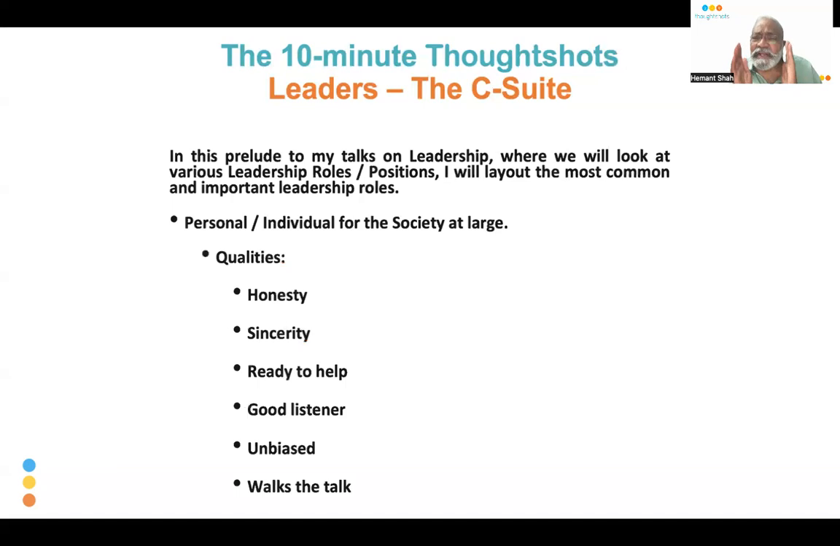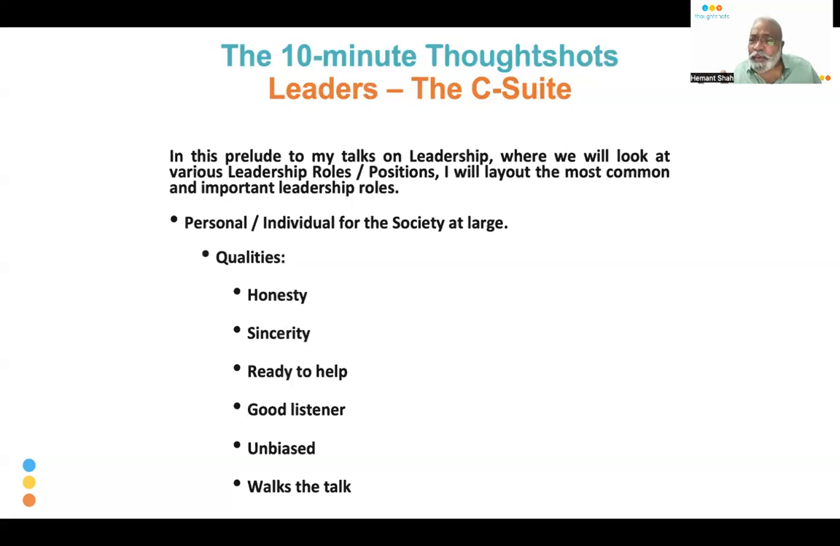And I think the single most important leadership position is the personal or individual leadership in a society at large. It can be political, it can be social, it can be so many different forms. It can be religious, spiritual, but those leaders are critical because the outcome can affect society as a whole and not just a business. And therefore, this is, I think, the most important leadership profile that exists.